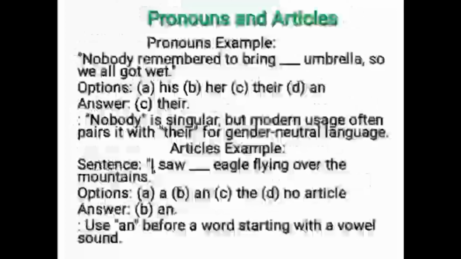Then articles. I saw dash eagle flying over the mountains. We have a, an, the, and no article. So the answer here is an. I saw an eagle. You cannot say a eagle because two vowels cannot go together at the same time.